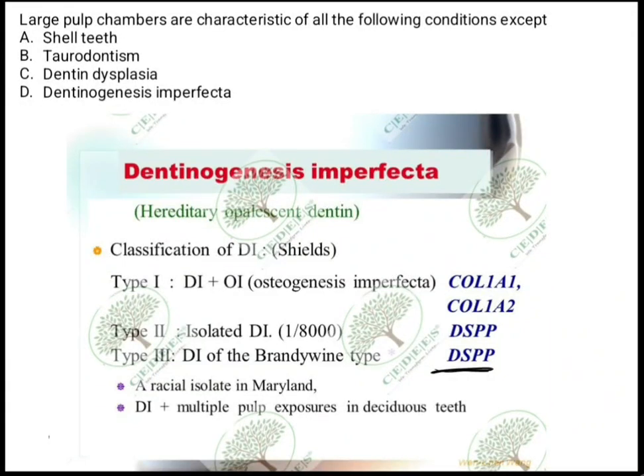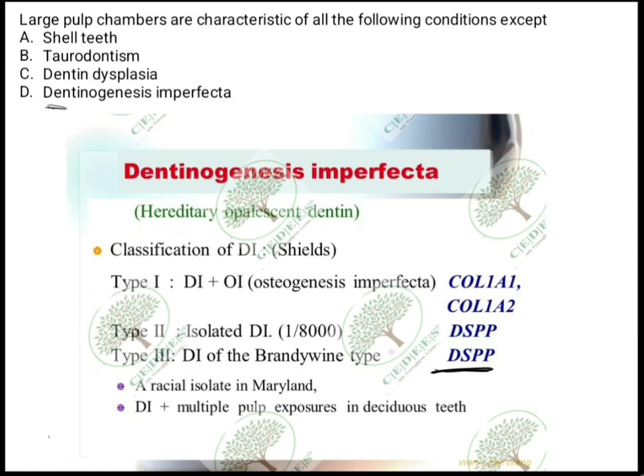Right, so I'll be solving a few doubts in oral pathology which have been put forth by students. So the first question is, large pulp chambers are characteristic of all of the following conditions except. Now let's take it option by option. So first I'll start with option D, that is dentinogenesis imperfecta.